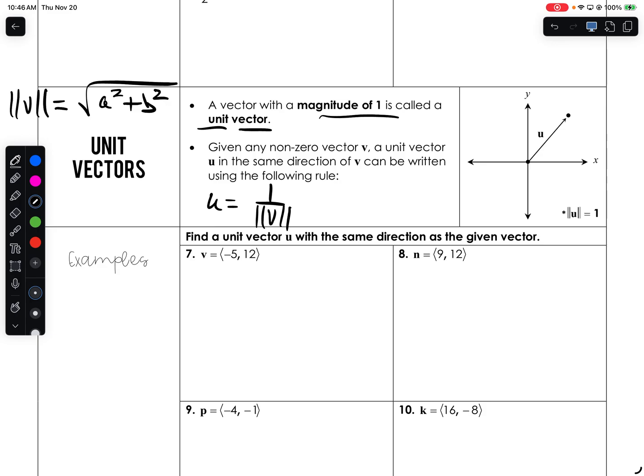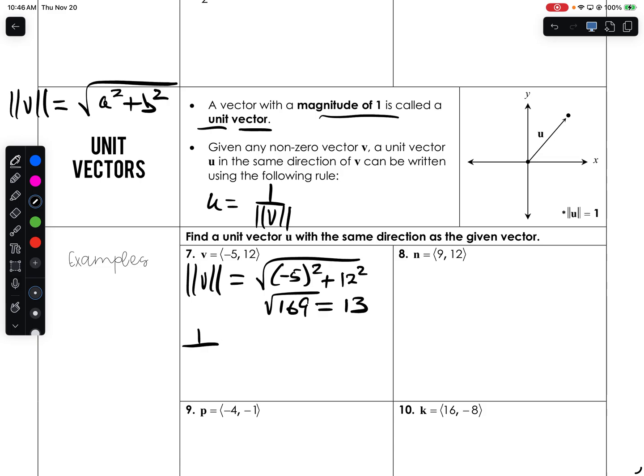So if we do this one right here, we're going to get magnitude of v first. And we're going to do square root of -5 squared plus 12 squared. So we get 25 and 144, which is 169. And square root of 169 is 13. So if I then just plug that into the formula up top here, right? It's just 1 over 13 right there.